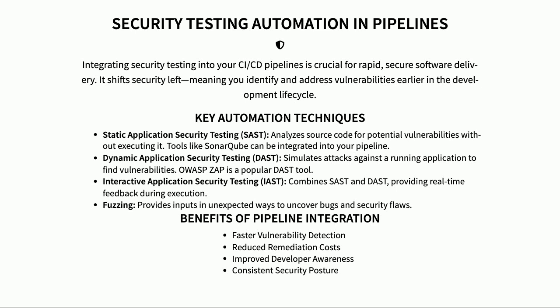It's also IAST that combines these techniques. And fuzzing, basically throwing random data at your application to see if it crashes or reveals security flaws. By automating all of this into our pipelines, we can find problems faster, fix them cheaper, and make sure everyone on the team is thinking about security from day one.